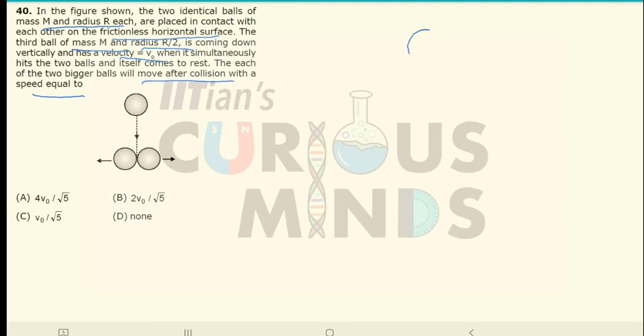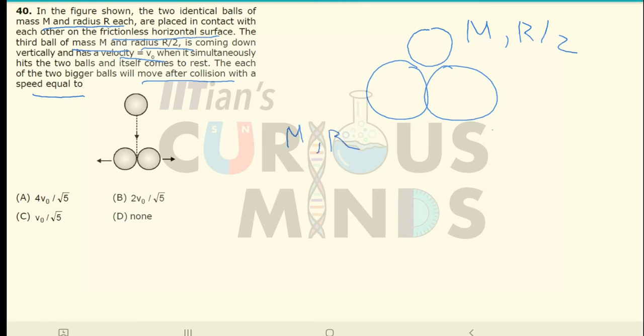Now, first of all, understand that if I take a smaller ball and two larger balls at the bottom, so let the mass over here be m and the radius be equal to r by 2. The mass of the larger balls will be equal to m and the radius will be r. So it will have a somewhat symmetric collision. Now, first of all, I will join the centers of all three of them. Let the center be O.